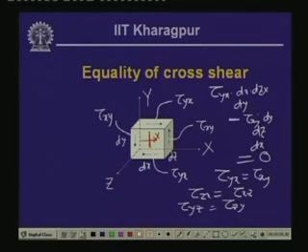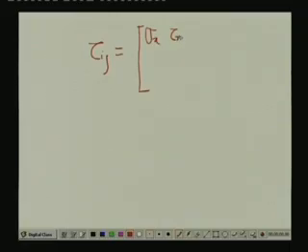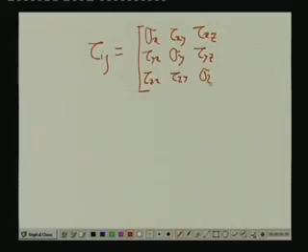So, if we look into the stress tensor which we had, tau i j, if we write it in matrix form, we had sigma x, tau x y, tau x z; tau y x, sigma y, tau y z; tau z x, tau z y, and sigma z. So, this is the stress tensor.